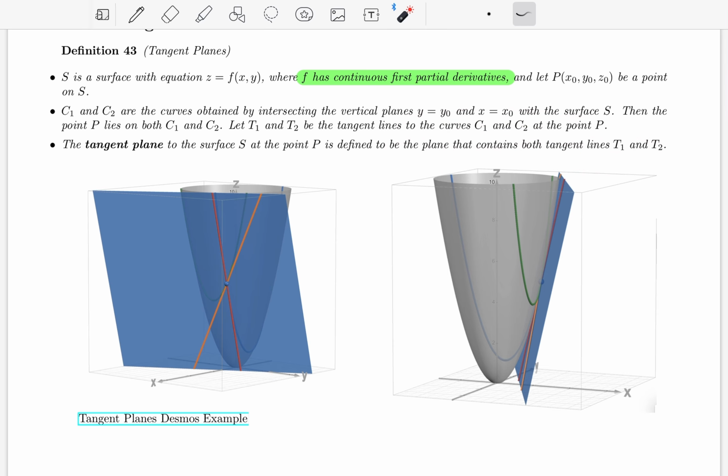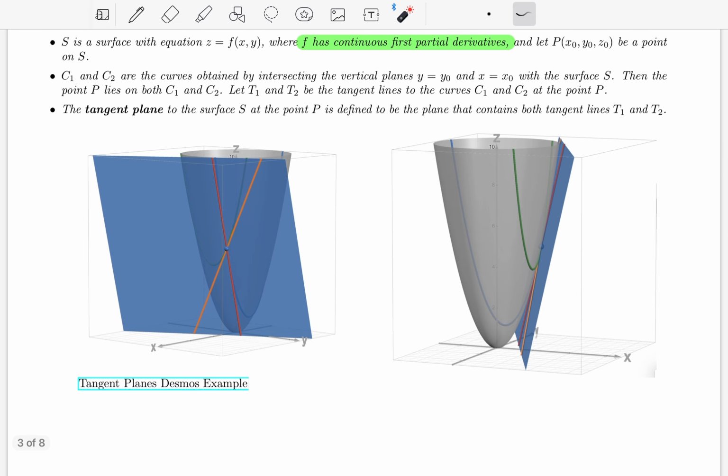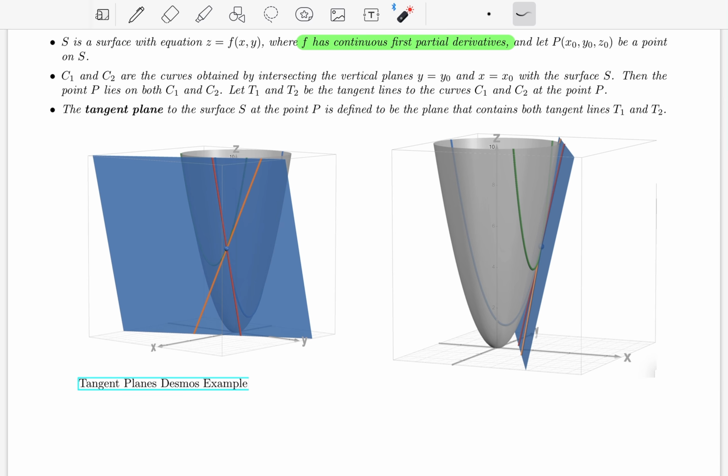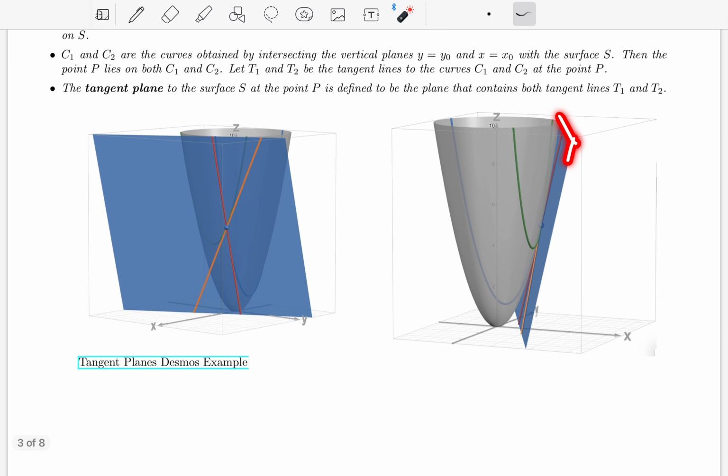Okay, so one more time. Here I don't know if you can see the curves. Those are the two curves, C1, C2. These are the two tangent lines, okay? And this is the plane that is spanned or formed or created by the two lines. So it contains both of them. Now you can see here a different point of view, a different POV, if you will.